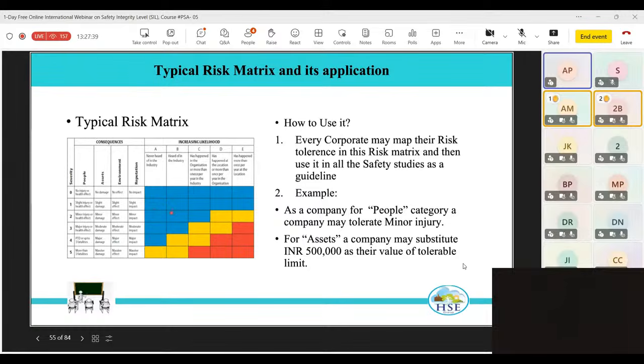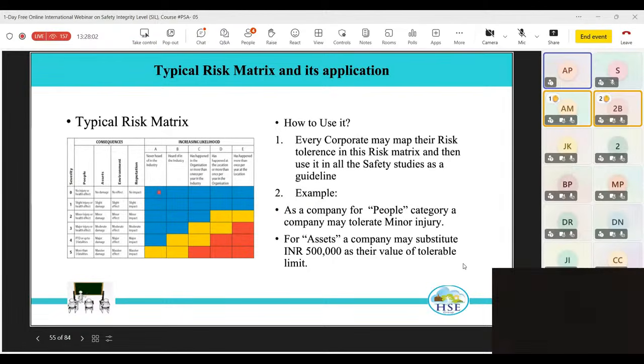So this is the kind of calibration of the risk matrix, and every company should normally have this risk matrix for its plant operation. The examples are given here. I've elaborately explained here to give you a feel of what kind of risk matrix there is.